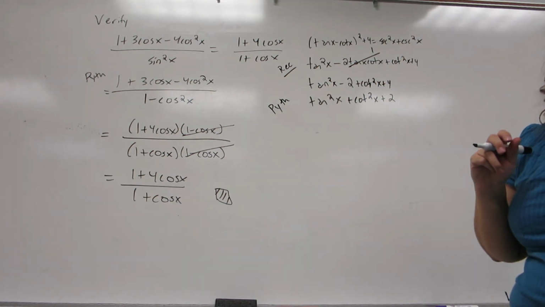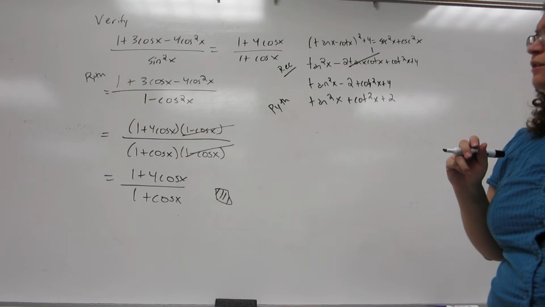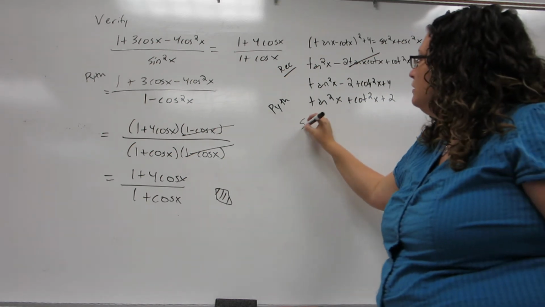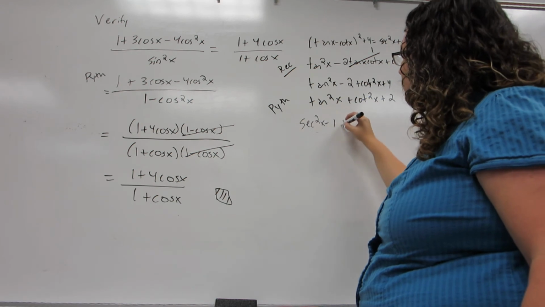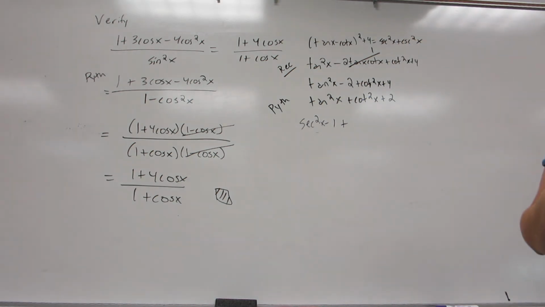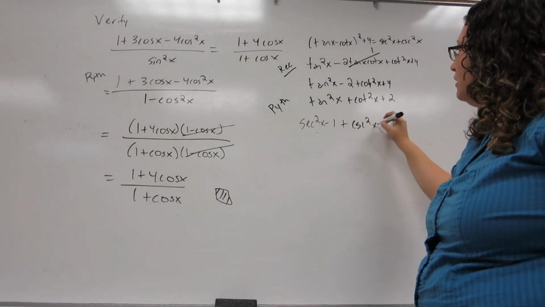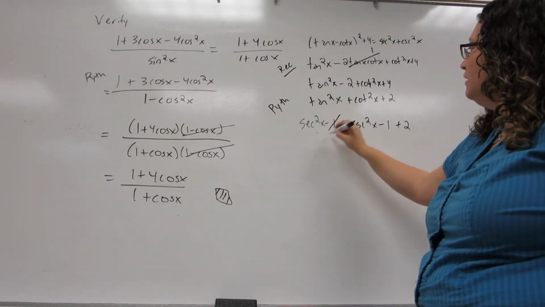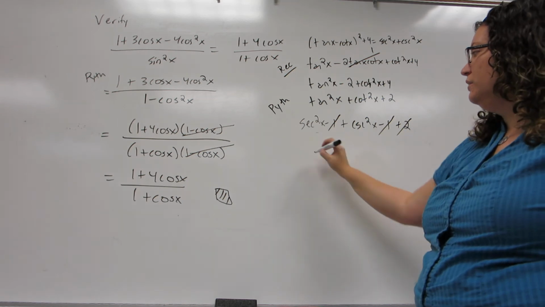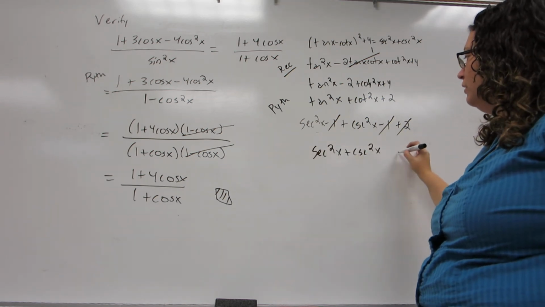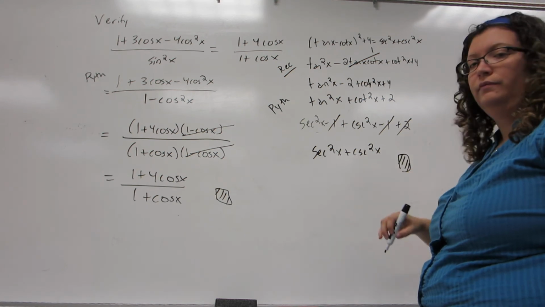Okay, so using those, we know that tangent squared is secant squared x minus 1. And cotangent squared is cosecant squared x minus 1. The minus 1s and the plus 2 cancel, leaving just secant squared plus cosecant squared as we wanted.